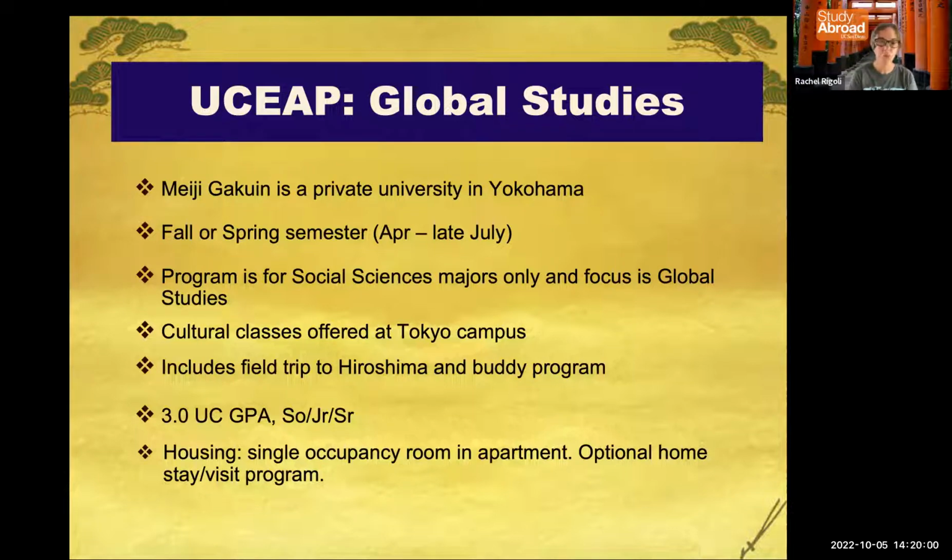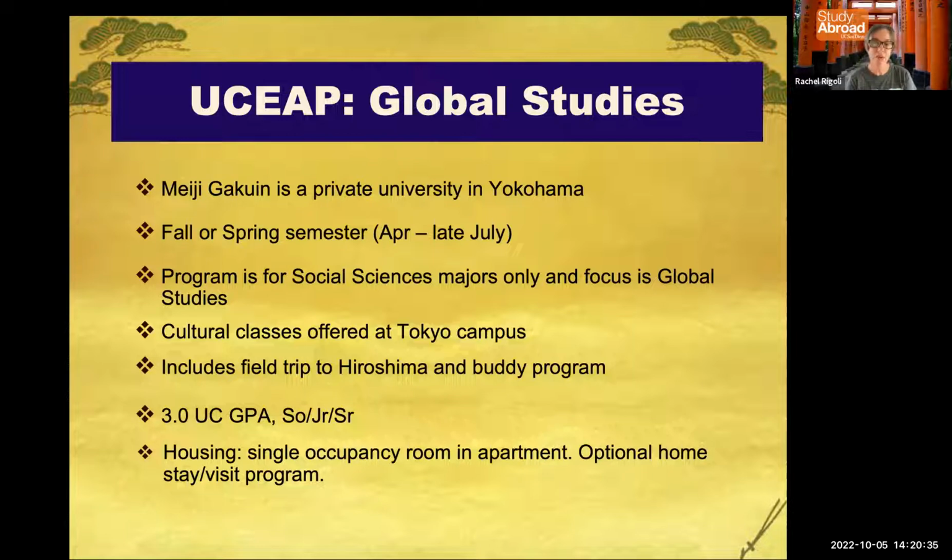This program is only open to social science majors, and the focus is global studies. So you're going to see a set of courses that relate to international studies, global studies. And so there may be only like 10 or 12 classes that are offered. There's also going to be classes that focus on Japanese studies, as well as the Japanese language. So if you're a social science major and you're interested in this topic, take a look at the Meiji Gakuin program. There are cultural classes that are offered through the Meiji Gakuin Tokyo campus.